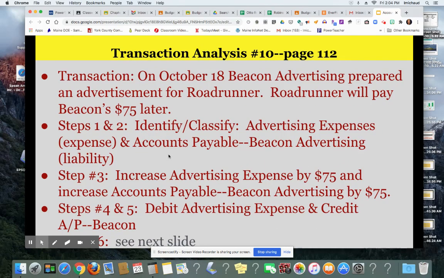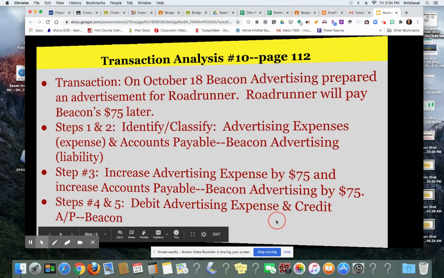On October 18, Beacon Advertising prepared an advertisement for Roadrunner. Roadrunner, your business, will pay Beacon $75 later. So you're going to pay somebody you owe money later. So that's accounts payable, right? So in this instance, you're going to increase how much you owe Beacon Advertising by $75, and then increase your advertising expense. How much does it cost to advertise in this business? So you're going to be debiting advertising expense and crediting accounts payable Beacon.